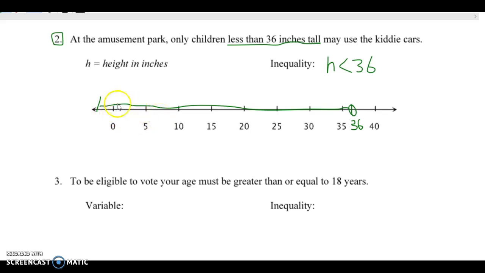Okay. Well, actually, we can't go to 0, so it can't be 0. So between, we're talking about real life, right? So less than 36 means between 36 and 0. I would keep an open circle at 0.